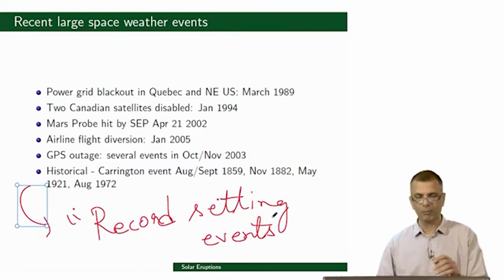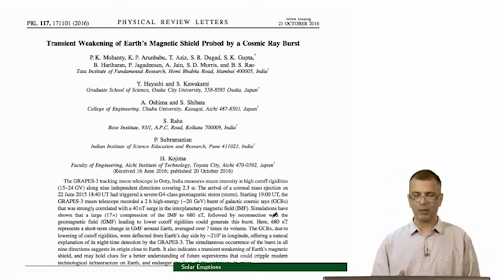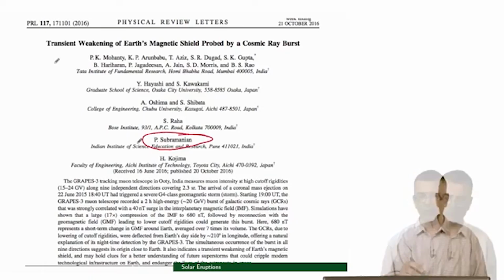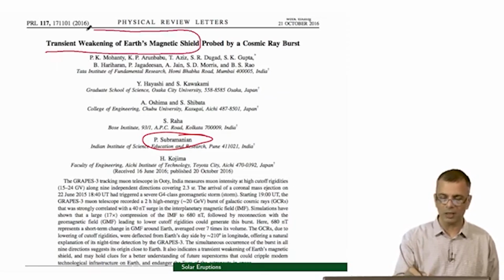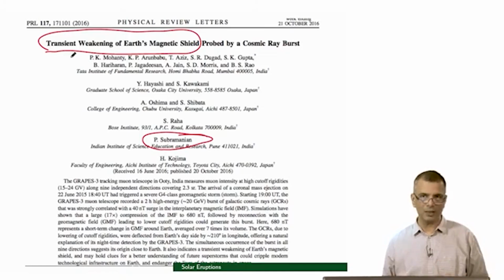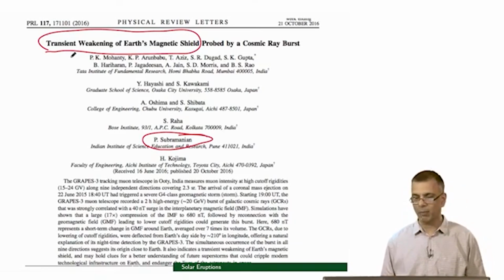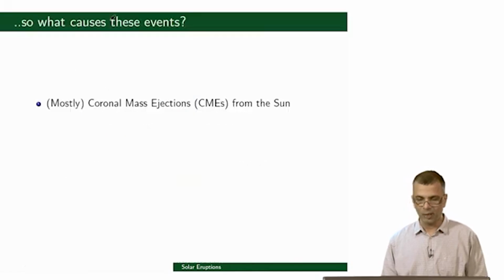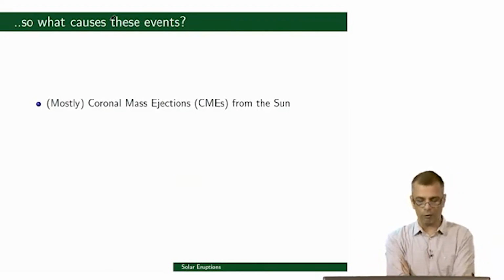Just to say that these are examples of large space weather events, and here is a paper that I was part of. That's me here, and this tells you how, due to a space weather event, there was a transient weakening of the Earth's magnetic shield. So there was a chink in the Earth's magnetosphere, so to speak, and this weakening was probed by a cosmic ray instrument situated in Ooty, and this was published in Physical Review Letters in 2016, just as an instance.